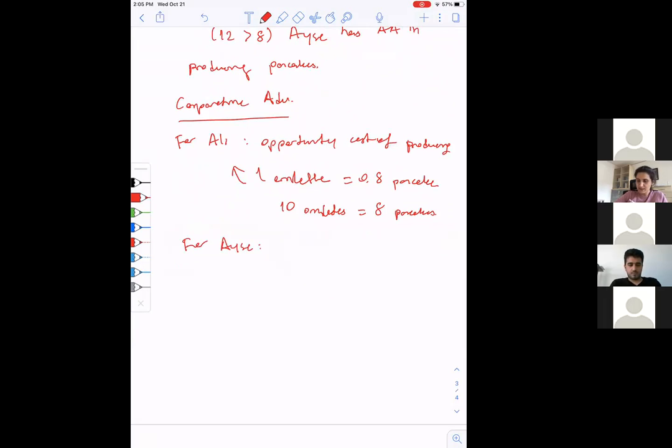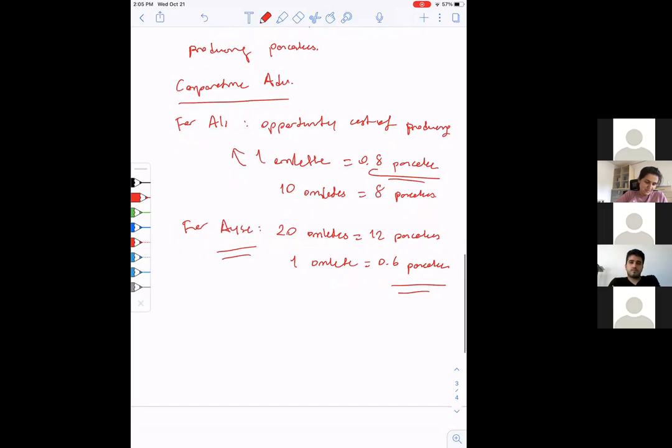we are going to do the same exercise. Opportunity cost of, in order to produce 20 omelets, she needs to give up 12 pancakes. Okay, then opportunity cost of one omelet is 0.6 pancake. Who has lower opportunity cost for producing omelet? Ayşe, right? So she needs to give up less amounts of pancake while producing omelet compared to Ali, right?